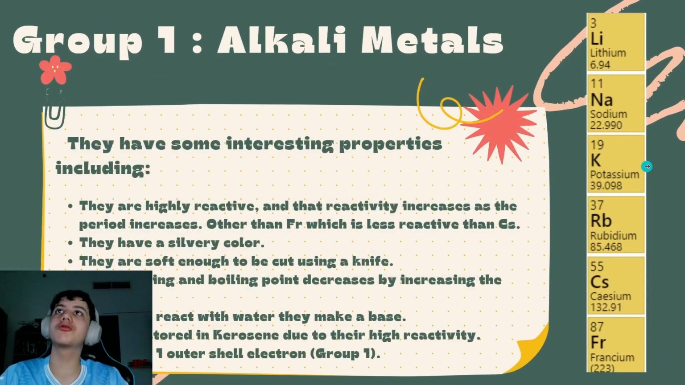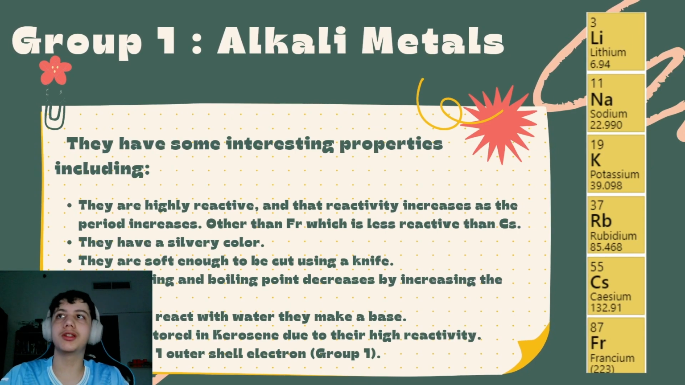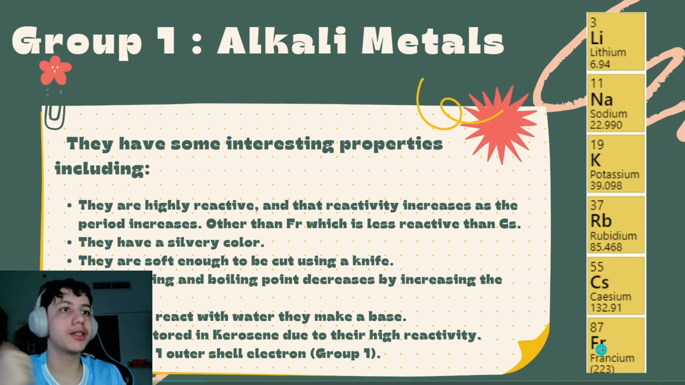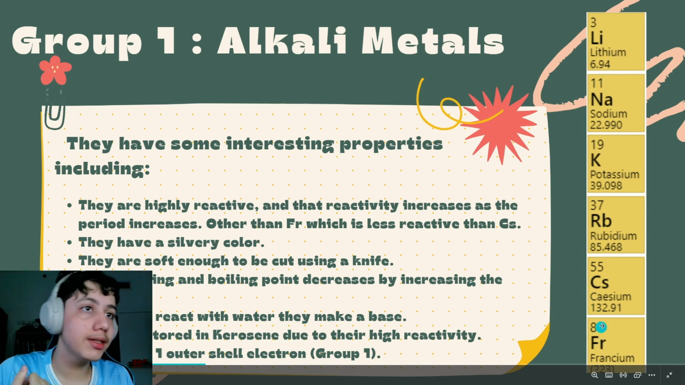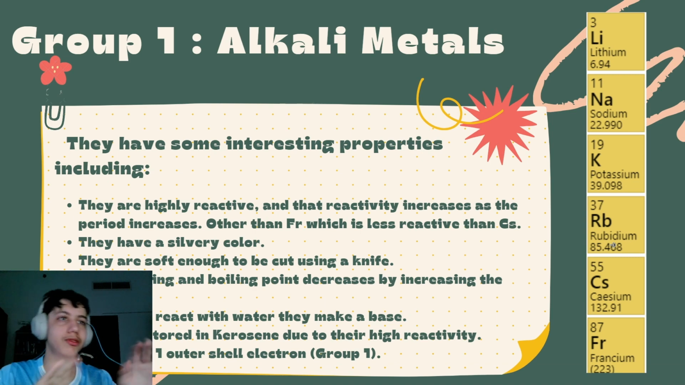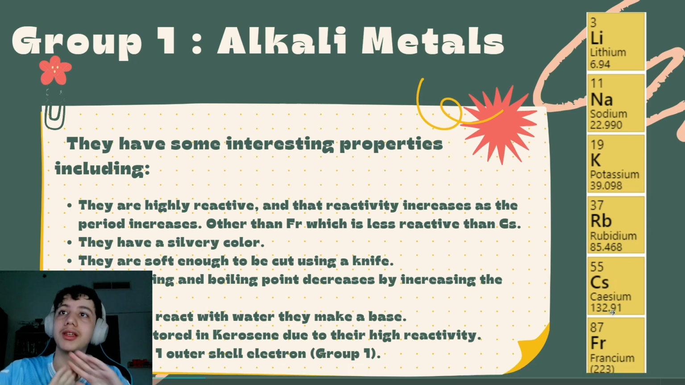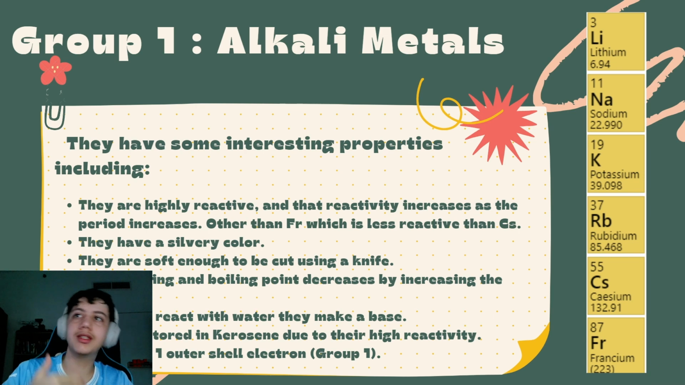So today we're going to be starting with group 1, which are the alkali metals. They have some very interesting properties, including their high reactivity, and their reactivity increases as their period increases. That means that as you move down on this picture provided here, you move down the period, these will get more and more reactive. But there is a little weird thing. Cesium is actually more reactive than francium, so just that one little mix up there. But otherwise, they increase reactivity as the period increases.